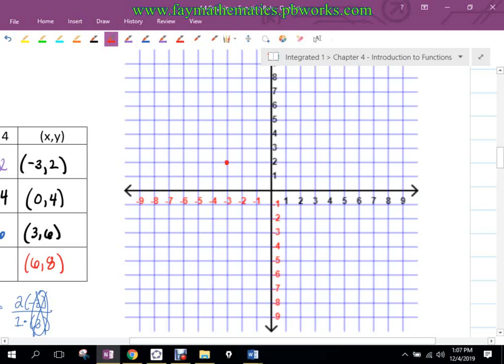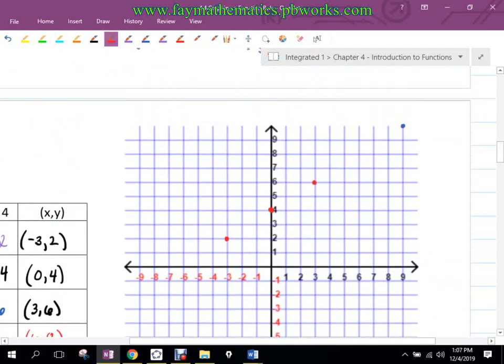Okay. 0, 4, would you guys agree I don't move left or right at all? And we'll go up 4. Okay. 3, 6 would be to the right 3 and up 6. And then 6, 8 would be to the right 6 and then up 8. So right there, correct? Okay.